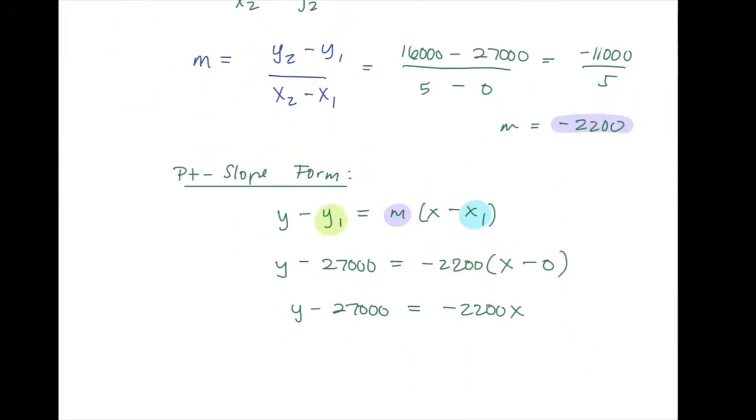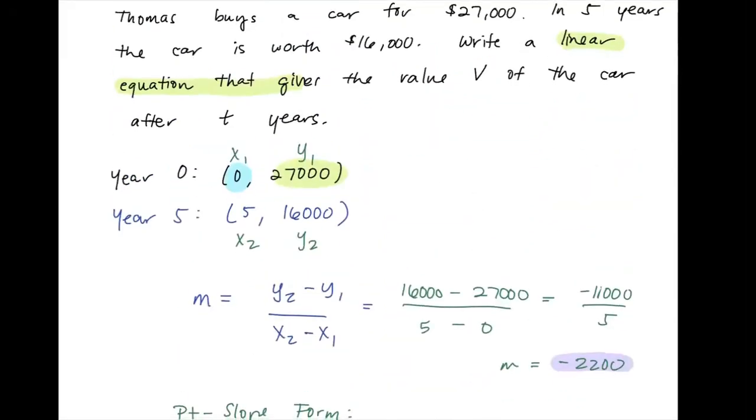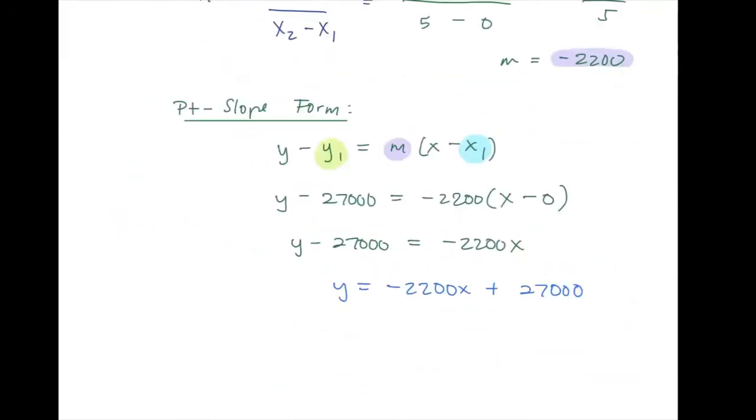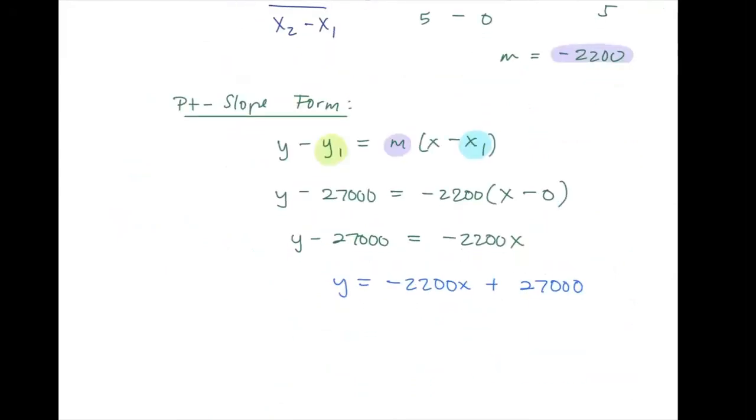Okay, this would be our answer, but we have to be careful because the question says write a linear equation or function that represents the value v of the car after t years. So instead of writing y, I'm going to say v is equal to negative 2,200 t, for time, plus 27,000. And we are done with 1.1.